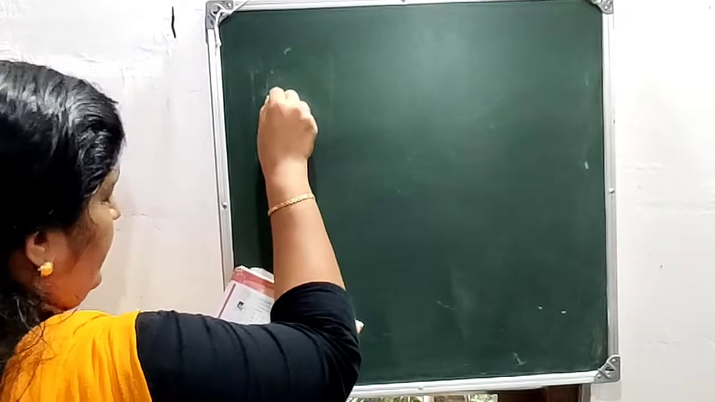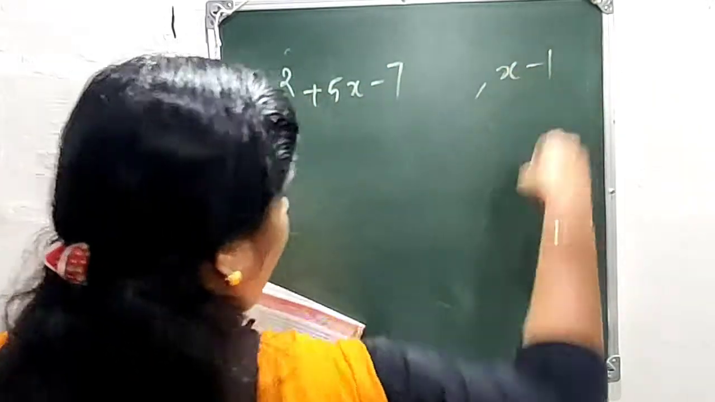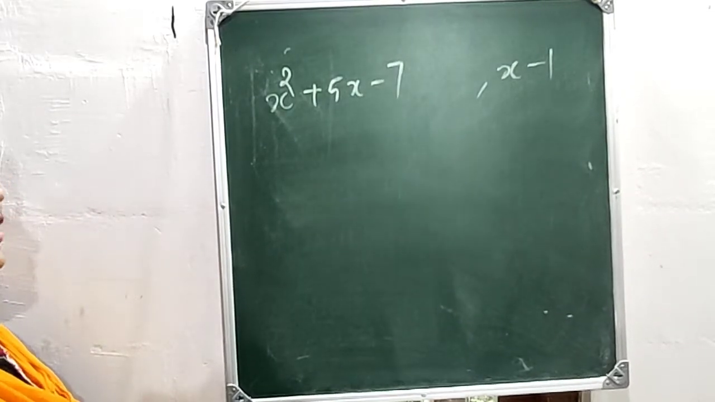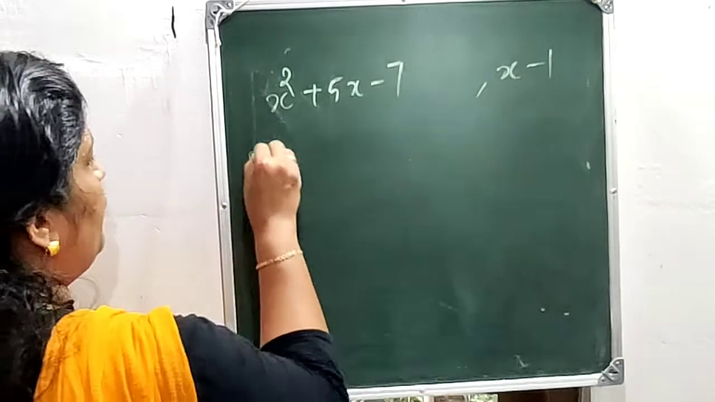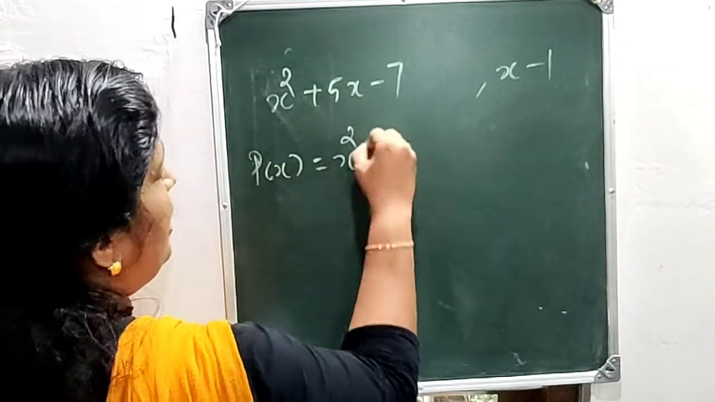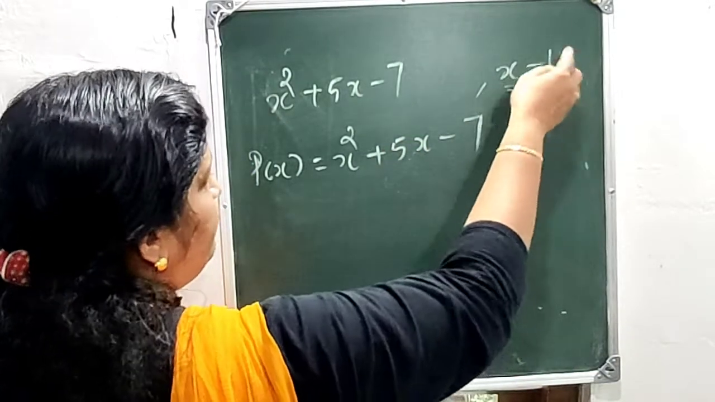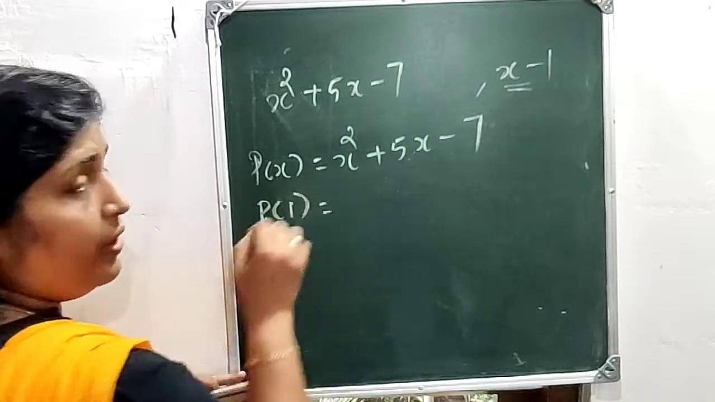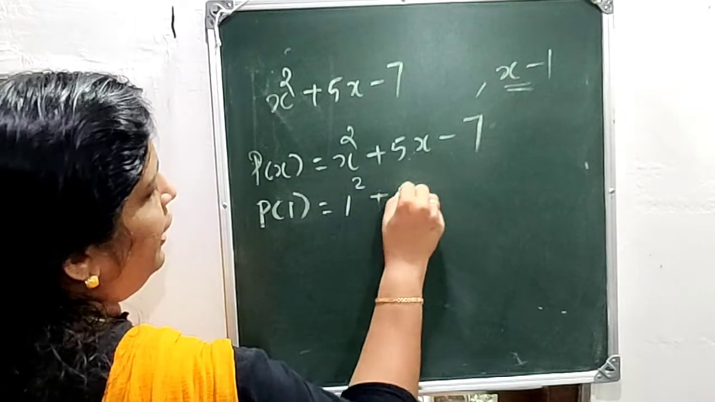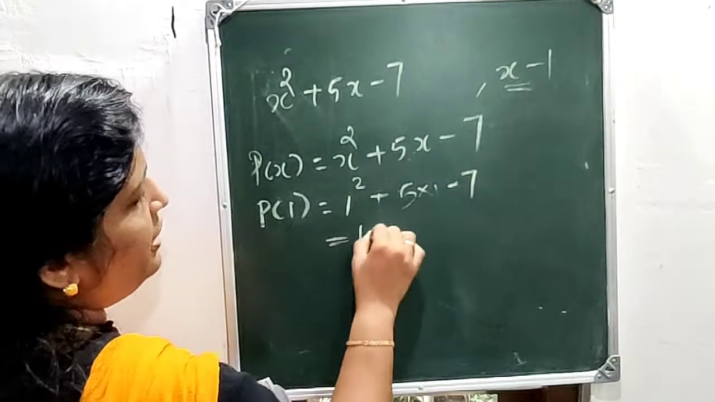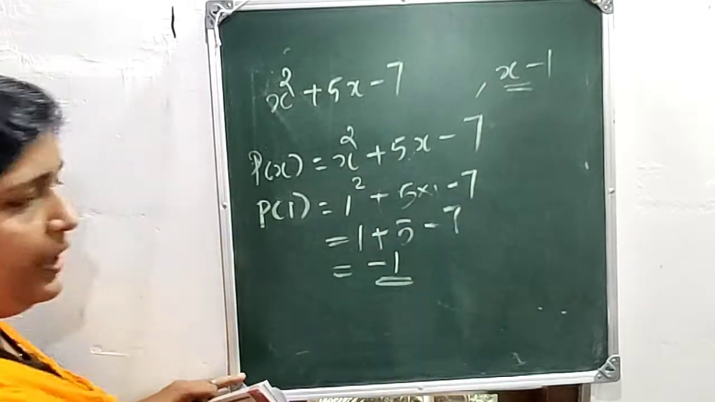Third question, that is x square plus 5x minus 7 and x minus 1. So to make x minus 1 a factor, which number is to be subtracted from it? This is our polynomial p of x, p of x is equal to x square plus 5x minus 7. To make this a factor, we need to subtract p of 1. The number to be subtracted is equal to p of 1, that is 1 square plus 5 into 1 minus 7. 1 plus 5 minus 7, that is 6 minus 7, is equal to negative 1.